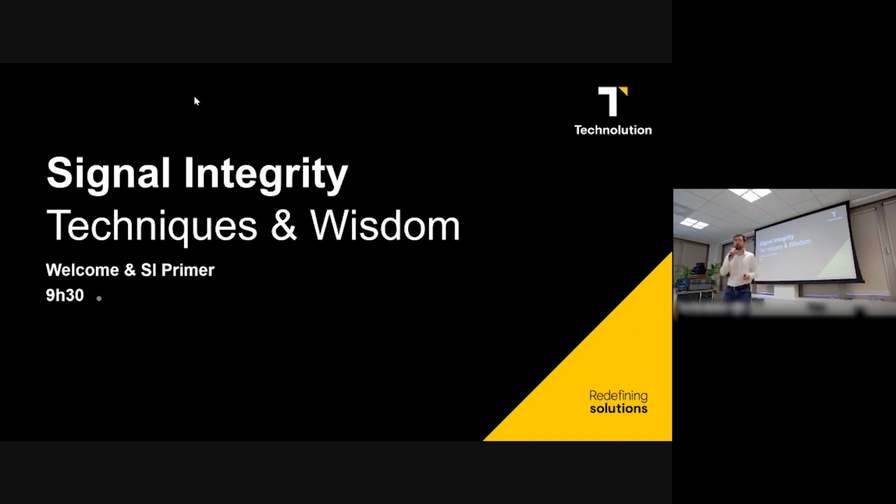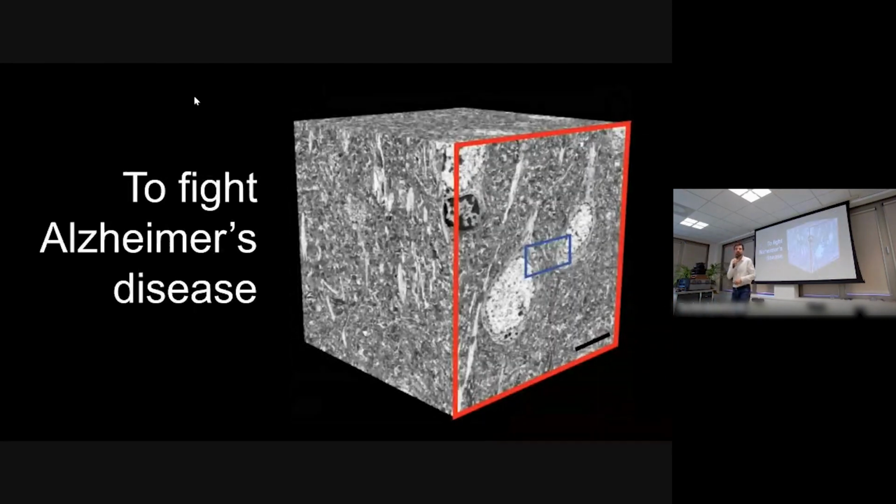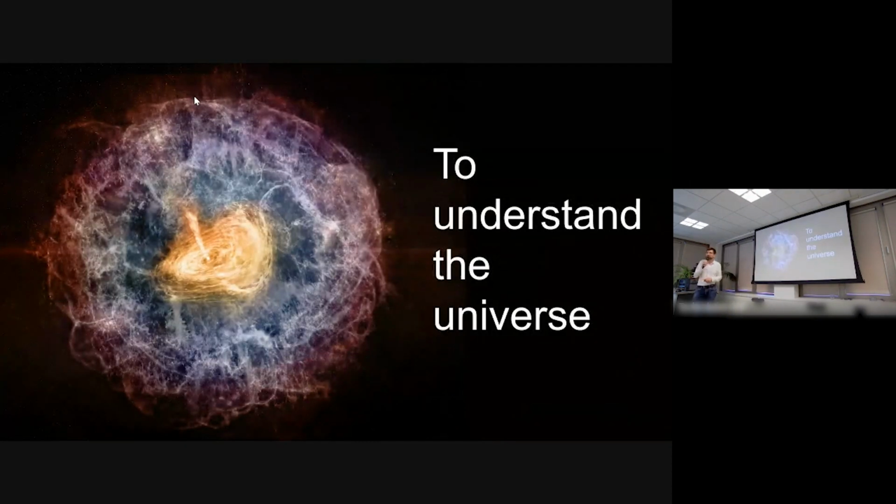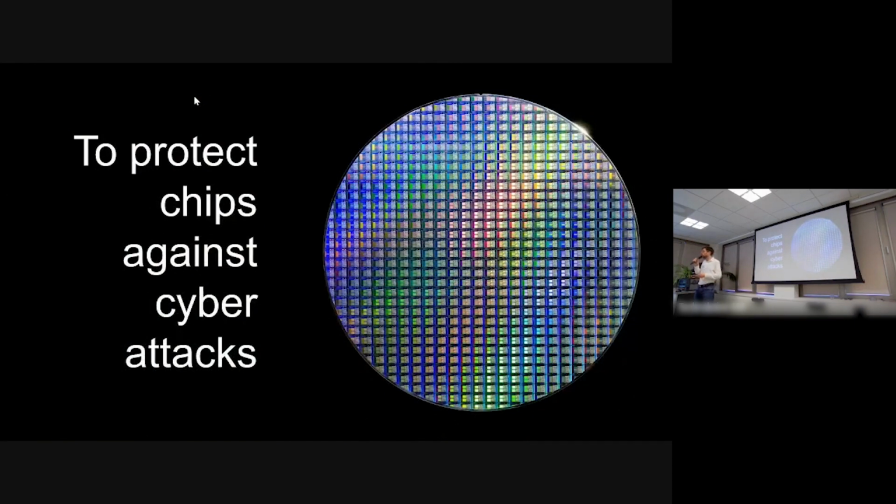To fight Alzheimer's disease by studying brains with multi-beam scanning electron microscope, you need proper signal integrity. To understand the universe by looking at it through a radio telescope, you need proper signal integrity. To protect chips against cyber by making them all different, you need proper signal integrity.